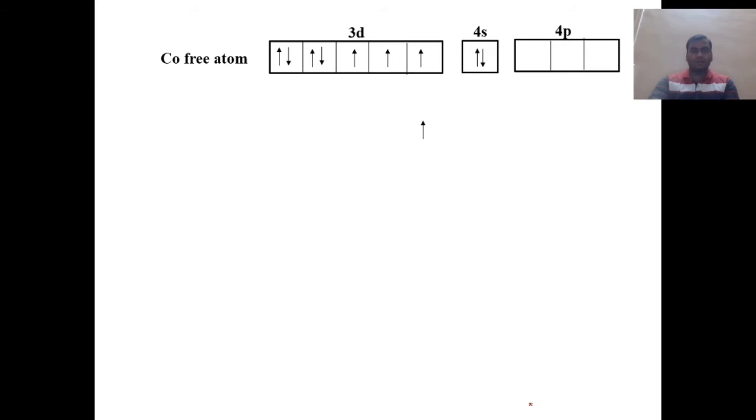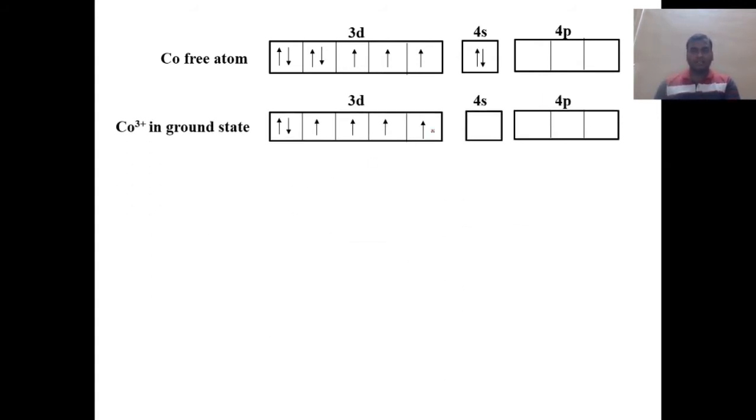We have seen that cobalt as a free atom in the ground state has a 3d7 4s2 4p0 electronic configuration. But when cobalt is in the +3 oxidation state, it loses 2 electrons from the s orbital and 1 electron from the d orbital. This is how the electronic distribution looks for cobalt 3+.